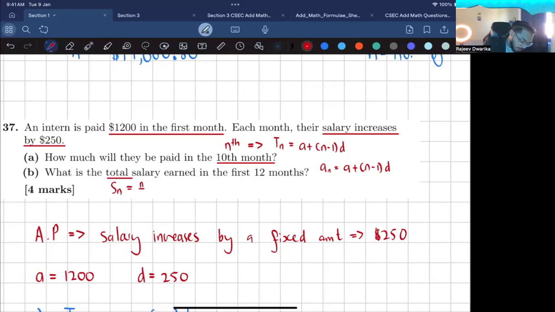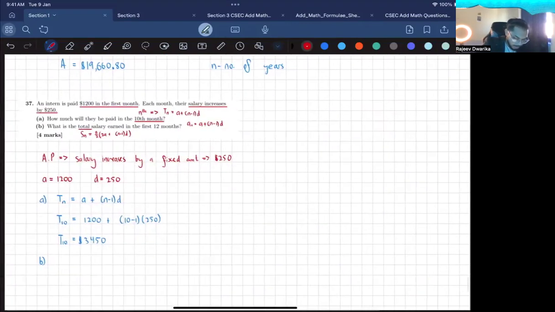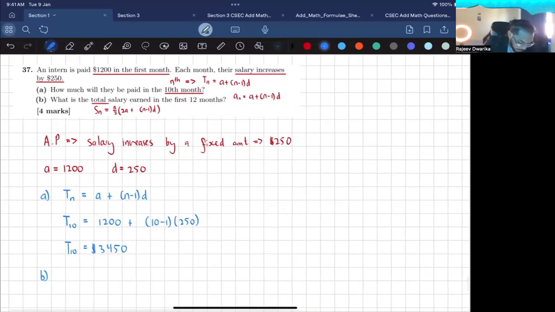And you're going to use the formula n over 2 by 2a plus n minus 1 by d. So Amy, tell me, we want to find the sum to the 12th term. So that'll be 12 over 2, by 2 by a, which is 1200, plus 12 minus 1, and the common difference is 250.